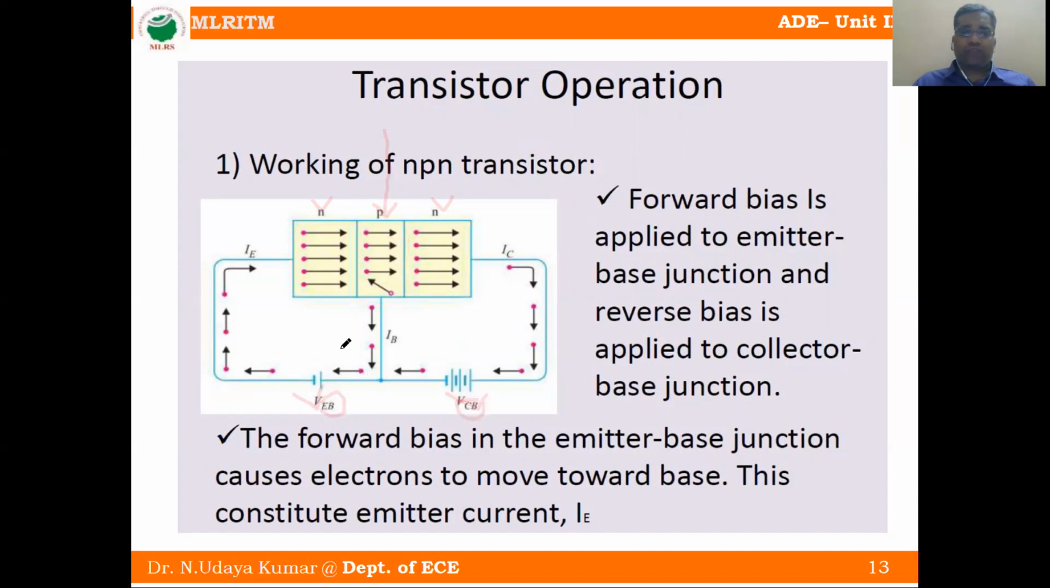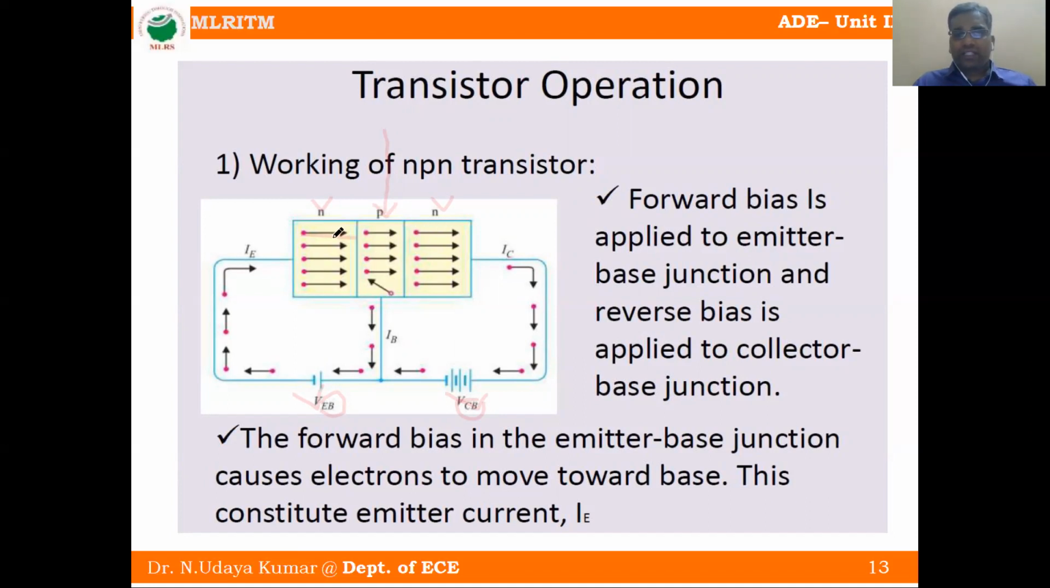So whenever forward bias is applied, what do you mean by forward bias? The negative terminal of the battery is connected to the N-type material. N-type majority charge carriers are electrons, having negative charge. So this negative and this negative repel. Repel means these electrons move towards the base. Here P-type means majority charge carriers are holes. So some electrons combine, and the remaining electrons move across the second junction.